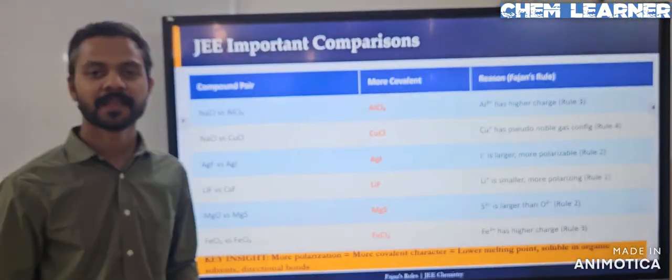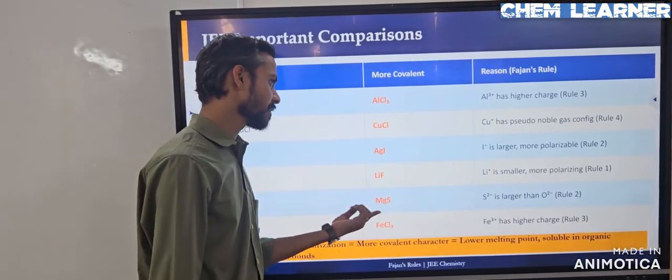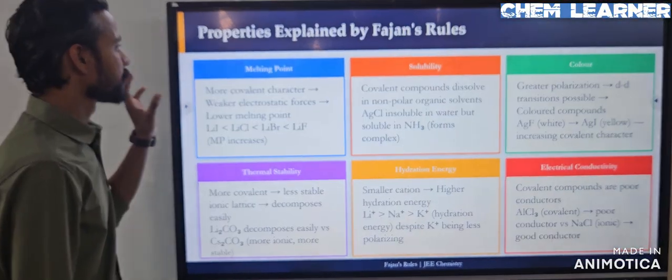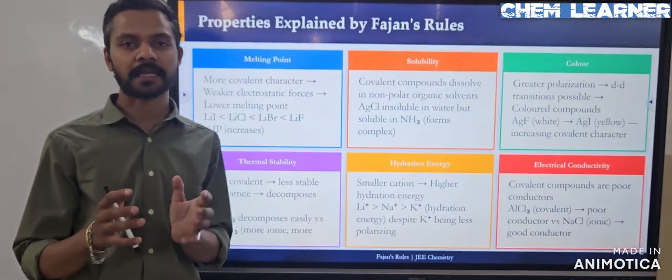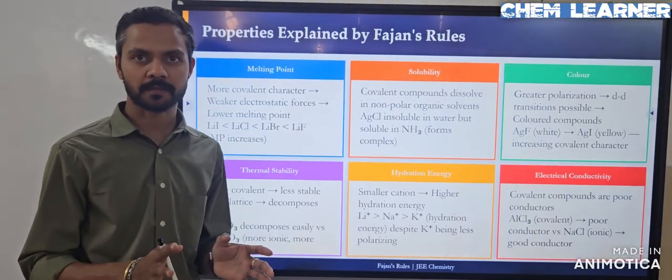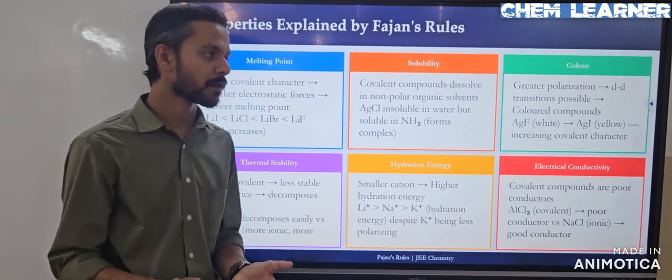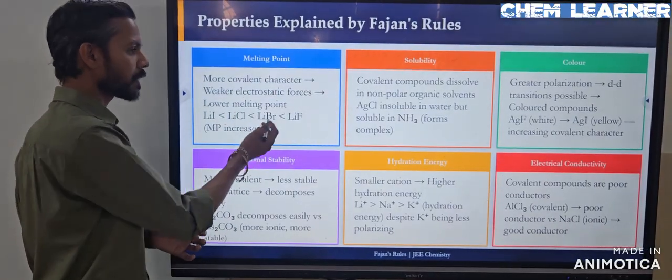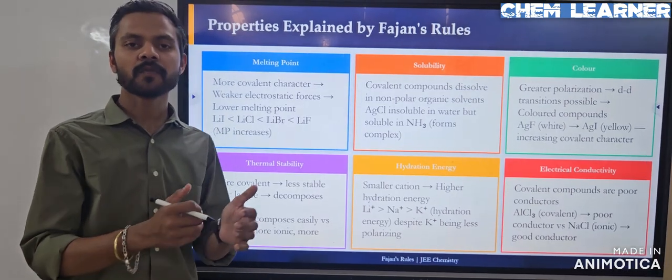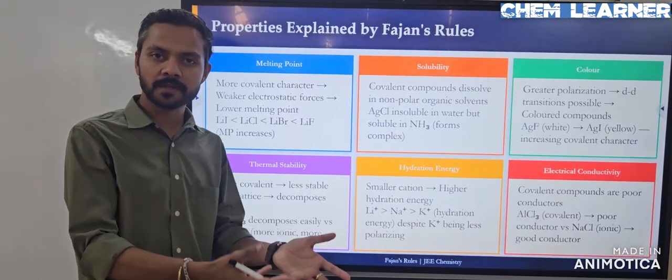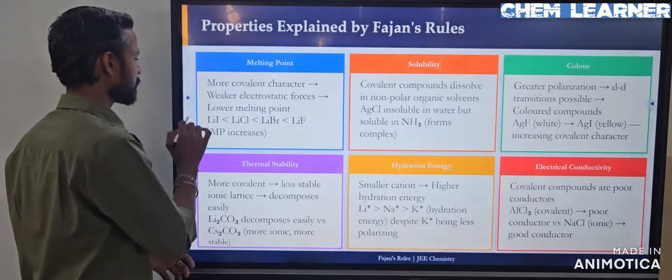Okay. Now moving to the last section. What are the properties that are actually affected by the polarization of the ionic bond? Basically, we can say the polarization of the anion. So the first property is the melting point. As the covalent character increases, the melting point will decrease, because covalent forces are weak forces in comparison to the ionic bond.